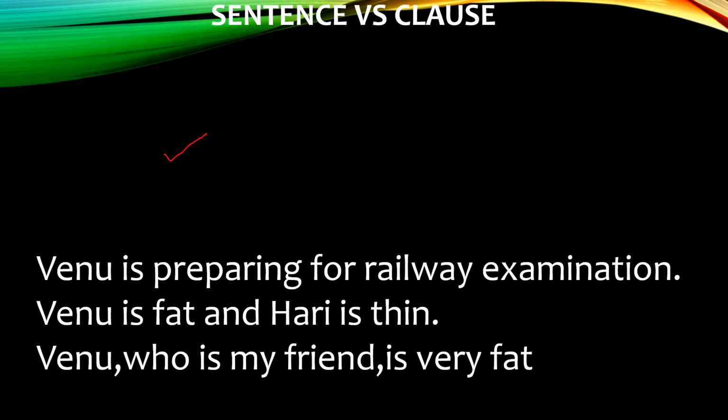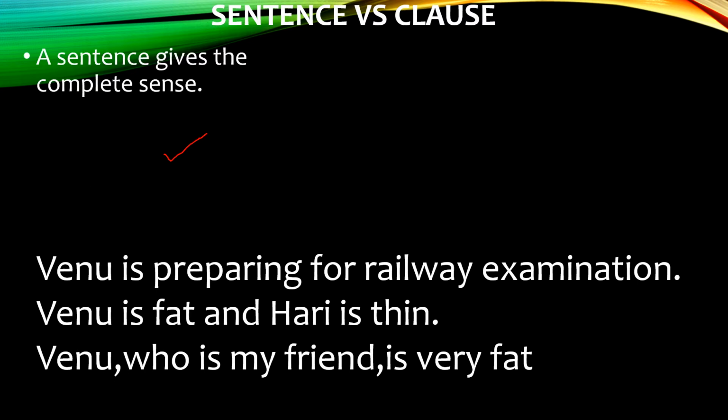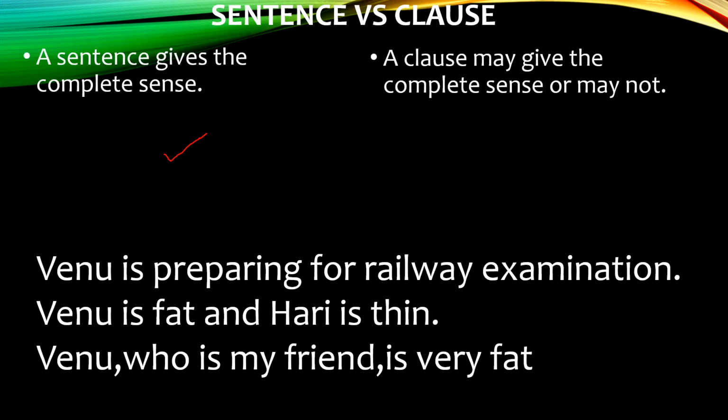Now let us try to know the difference between sentence and clause. A sentence gives the complete sense, a clause may give the complete sense or may not give the complete sense. If you observe the following three examples, you can easily understand the difference between sentence and clause. In the first one, Venu is preparing for railway examination. So no doubt it is a sentence. Of course it is also a clause.